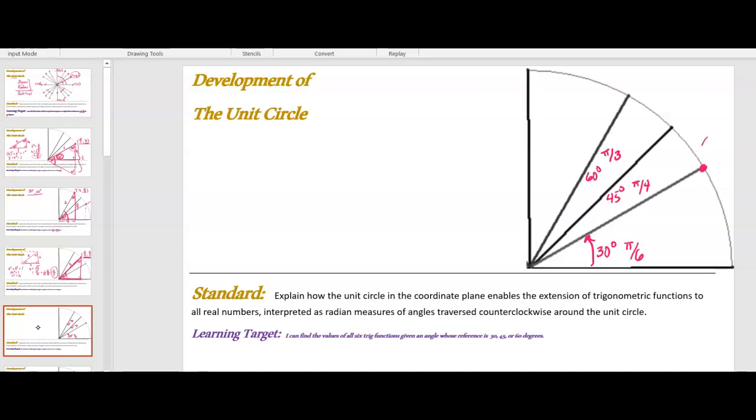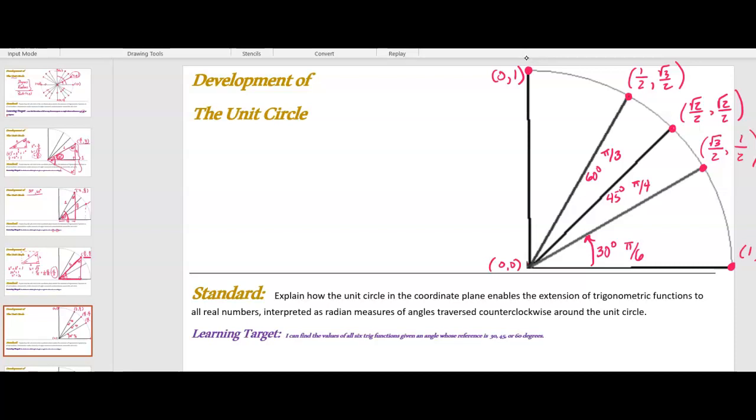So the coordinates are root 3 over 2, 1/2. Therefore, this one is 1/2, root 3 over 2. And then this one is just root 2 over 2, root 2 over 2. This one is, of course, 1, 0. This point, of course, is 0, 1. And, of course, we're at the center here, the origin.